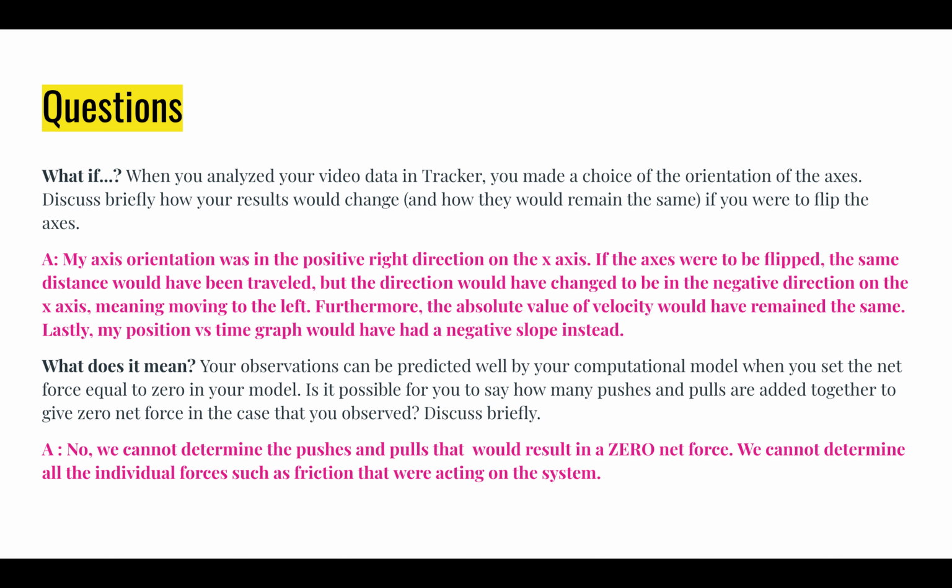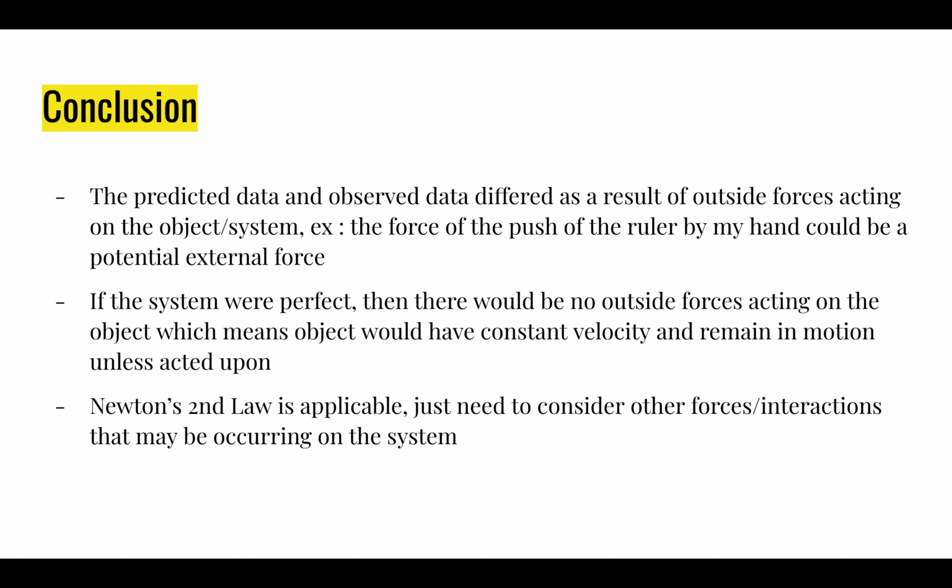In conclusion, my observed data and the predicted data by the computational model differed due to outside forces acting on the object. For example, the force of the push of the ruler by my hand could be a strong factor that played a part in the velocity of the object not being constant.